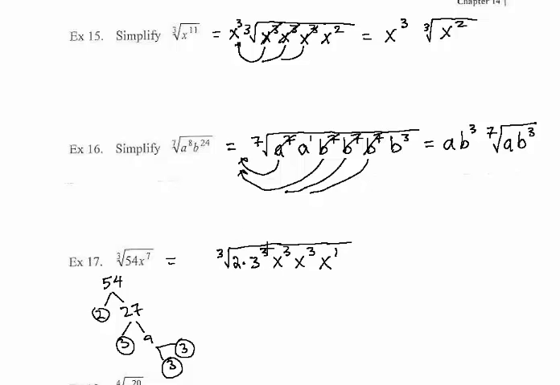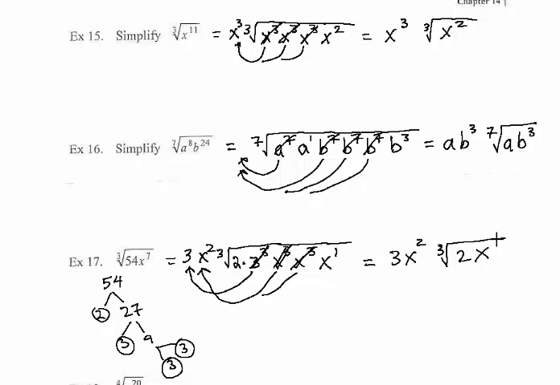Now for this 3 to the third, that means we have 3 3's, so we can bring a 3 out to the front of the radical. For each of these x to the thirds, we can bring out an x, and we have 2 of them, so that means our x is going to be squared in the front. So we struck all of those out, we used them up, and we have a 2 and an x left inside the radical. So we write 3x squared, cube root, and a 2x inside.